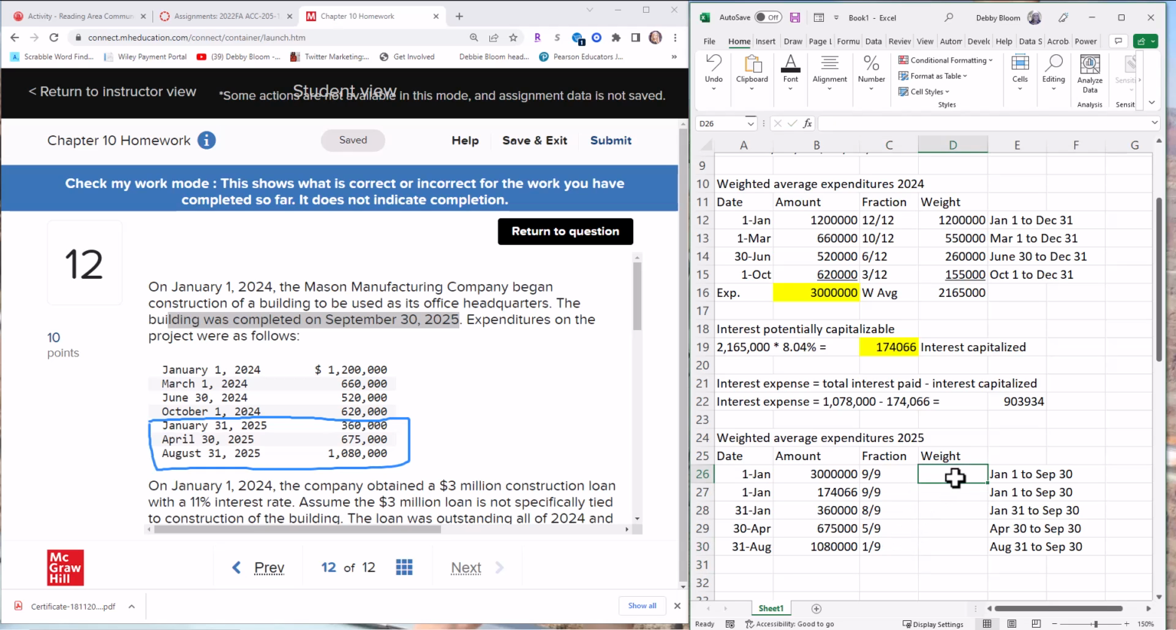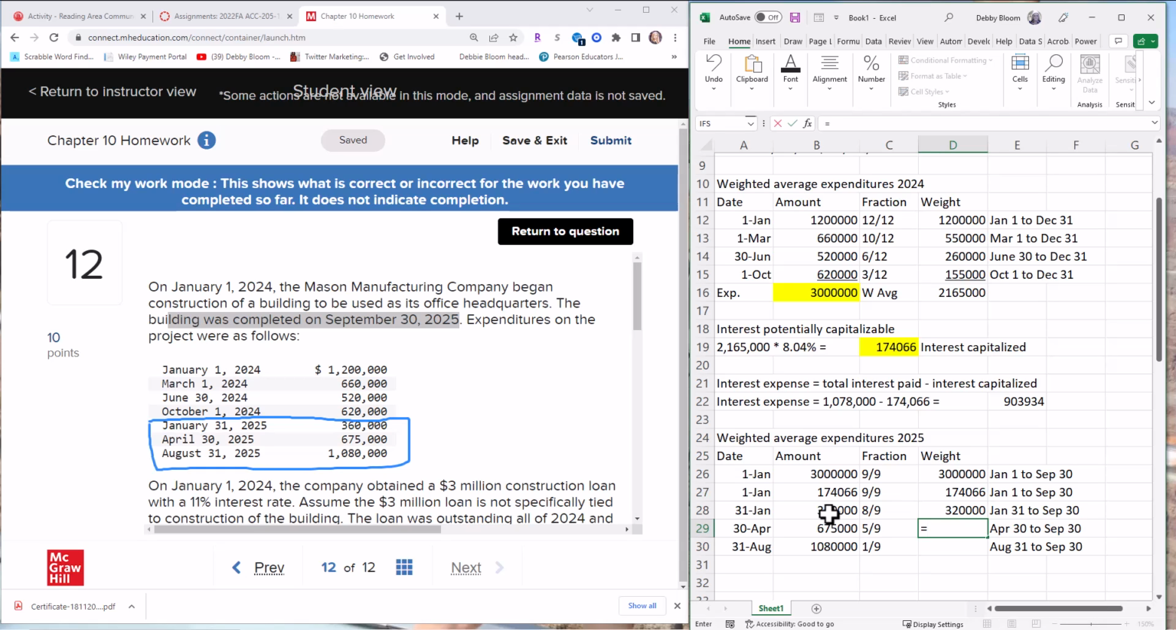So once again, I just do the multiplications, and remember, these are just for display purposes, just to know what you're multiplying by. I cannot use those cells because they're not numbers. So I'm going to take 3 million and multiply it by 9/9. Then I'm going to take 174,066 and multiply it by 9 over 9. I'm going to take $360,000 and multiply that by 8 over 9.